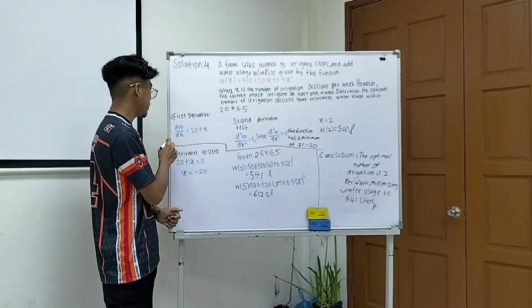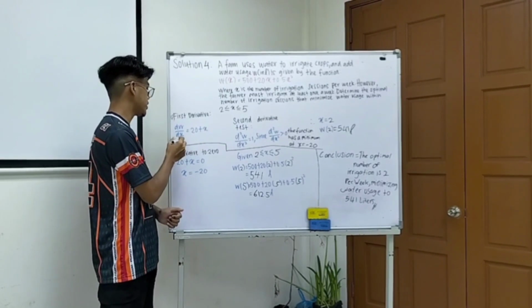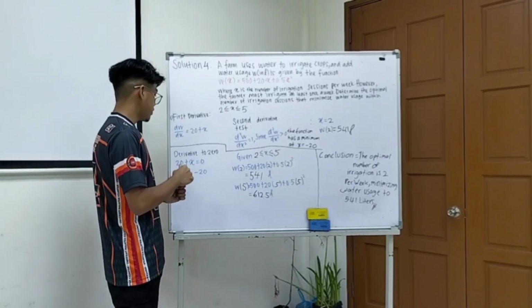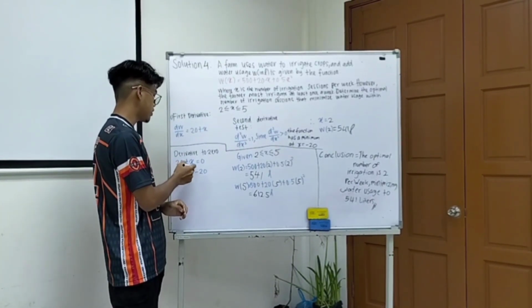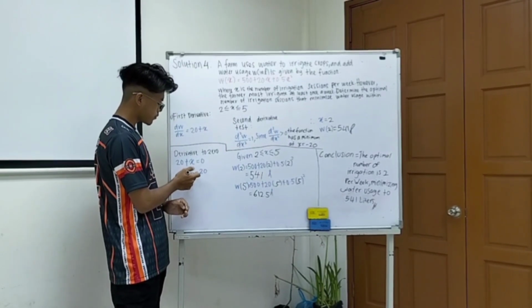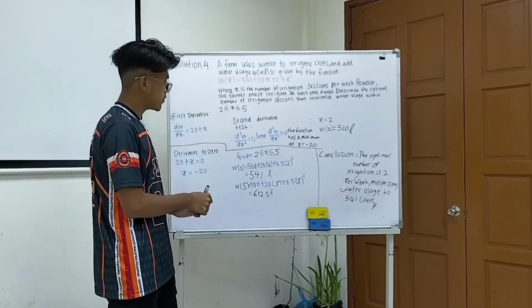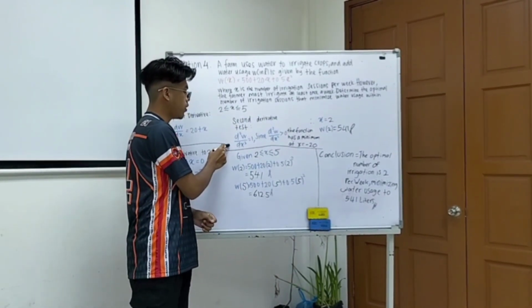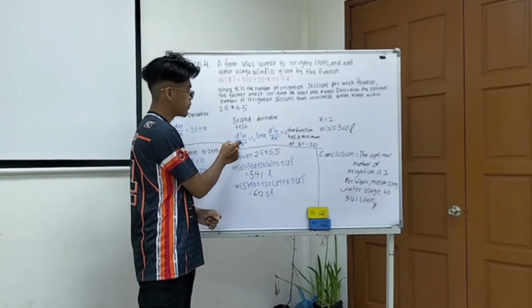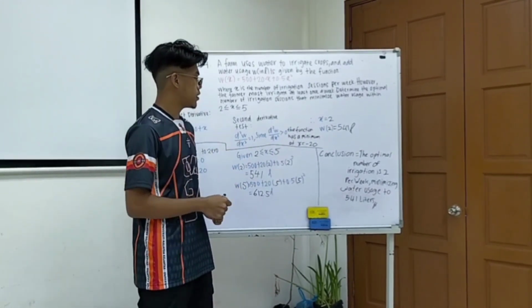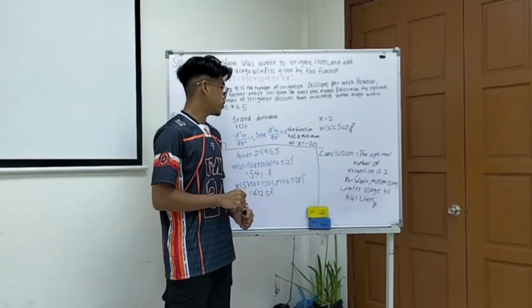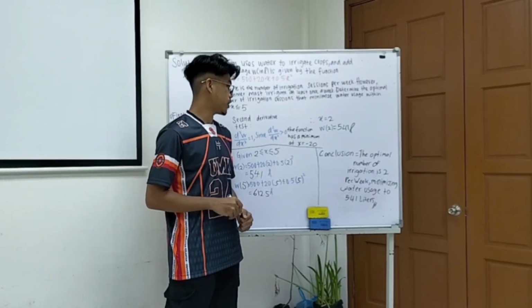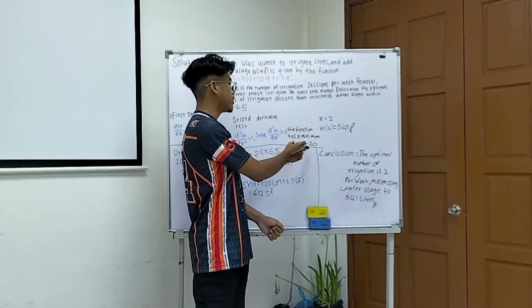My first derivative is dW/dx equals 20 plus x. Setting the derivative to 0, 20 plus x equals 0, x equals negative 20. The second derivative test: d²W/dx² equals 1. Since d²W/dx² is more than 0, the function has a minimum at x equals negative 20.